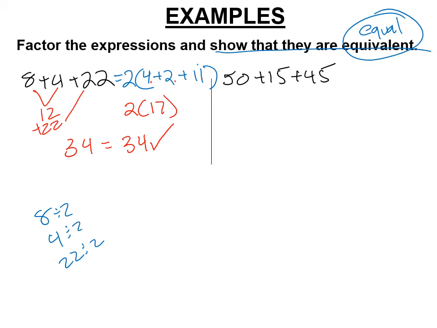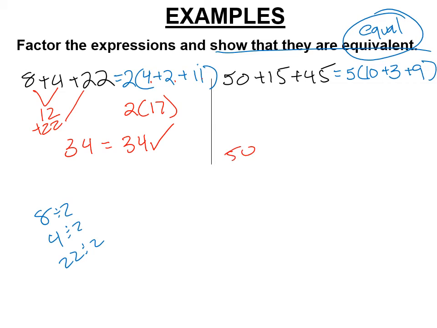Let's do it again. All right, so I think it's pretty obvious the greatest common factor here is 5. 5 times what is 50? 10. 5 times what is 15? 3. 5 times what is 45? 9. All right, and now we're going to prove that those are in fact equal.